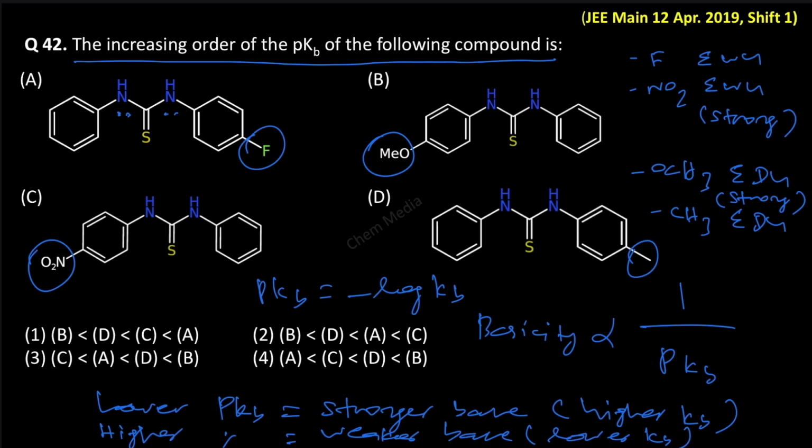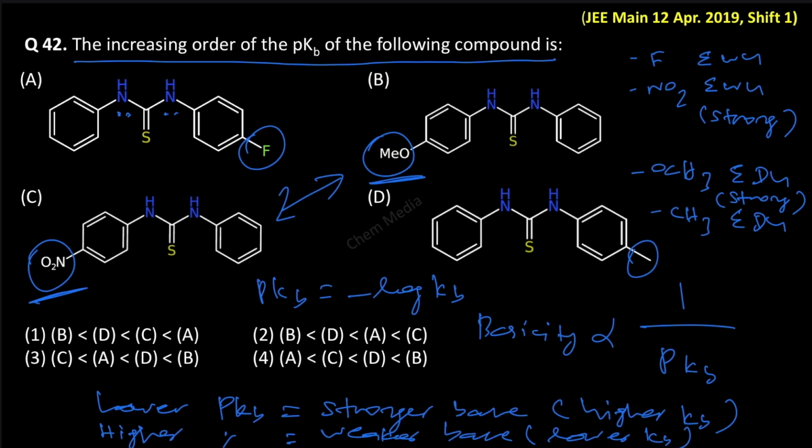Okay. Now keeping these in mind, we have to solve this problem. Let us first compare between B and C. The reason is we have a powerful electron withdrawing group on one side, that is nitro, and then we have a powerful electron donating group on the other side.